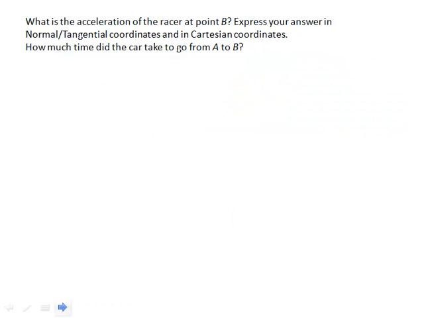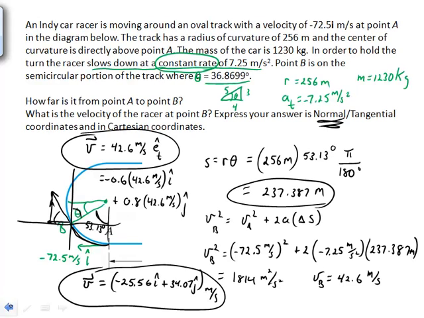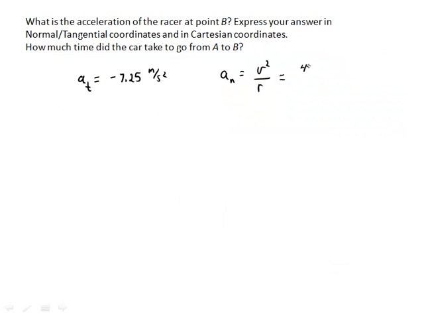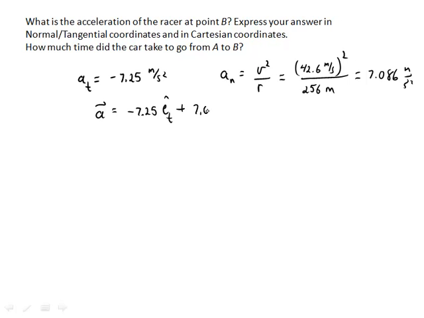So the acceleration of the racer at point B, we already know the tangential component of the acceleration is minus 7.25 meters per second squared. We're interested in the normal component then as well, and that's equal to the speed squared over the radius. And the speed, keep in mind, is 42.6 meters per second. So 42.6 meters per second, and I'm going to square that, and I divide by the radius, which is 256 meters, and when I do that, I get 7.086 meters per second squared. So the acceleration is equal to minus 7.25 e tangential plus 7.086 e normal meters per second squared.